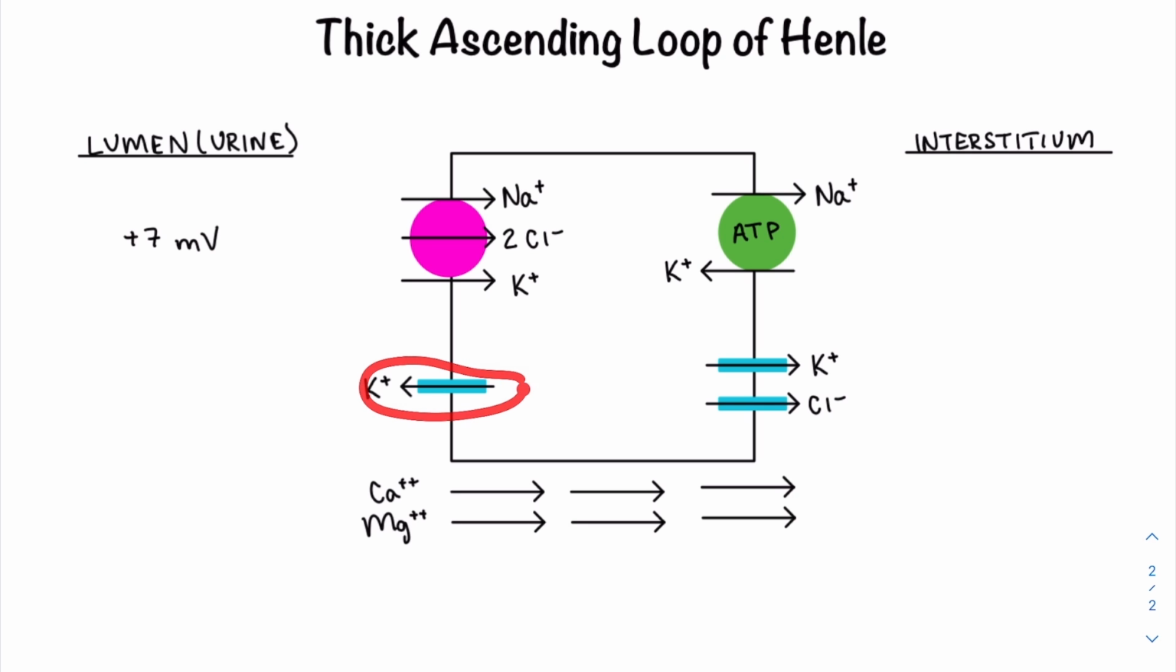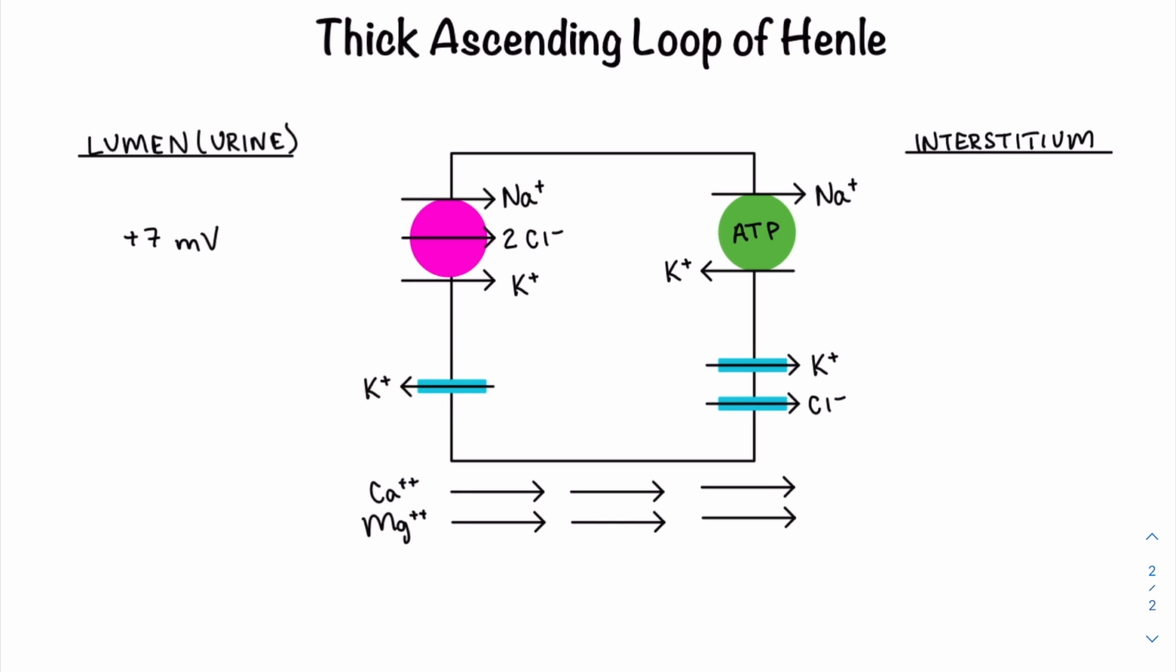And when that happens, you're going to create this positive lumen potential, approximately positive 7 millivolts of lumen potential compared to the interstitium. So this positive lumen potential is actually going to encourage positive ions, cations like calcium and magnesium, to go via paracellular transport across into the interstitium. So you're going to have paracellular transport of calcium and magnesium in the thick ascending loop of Henle because of this positive lumen potential created by potassium leaking back into the lumen.